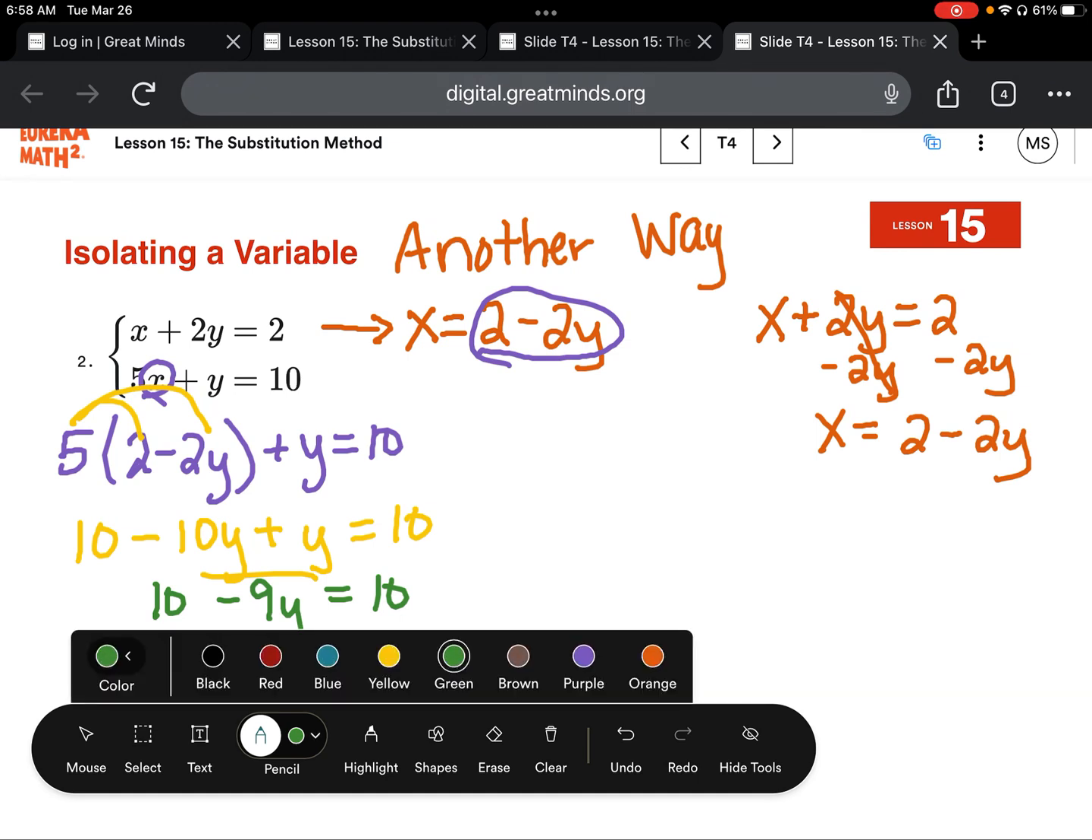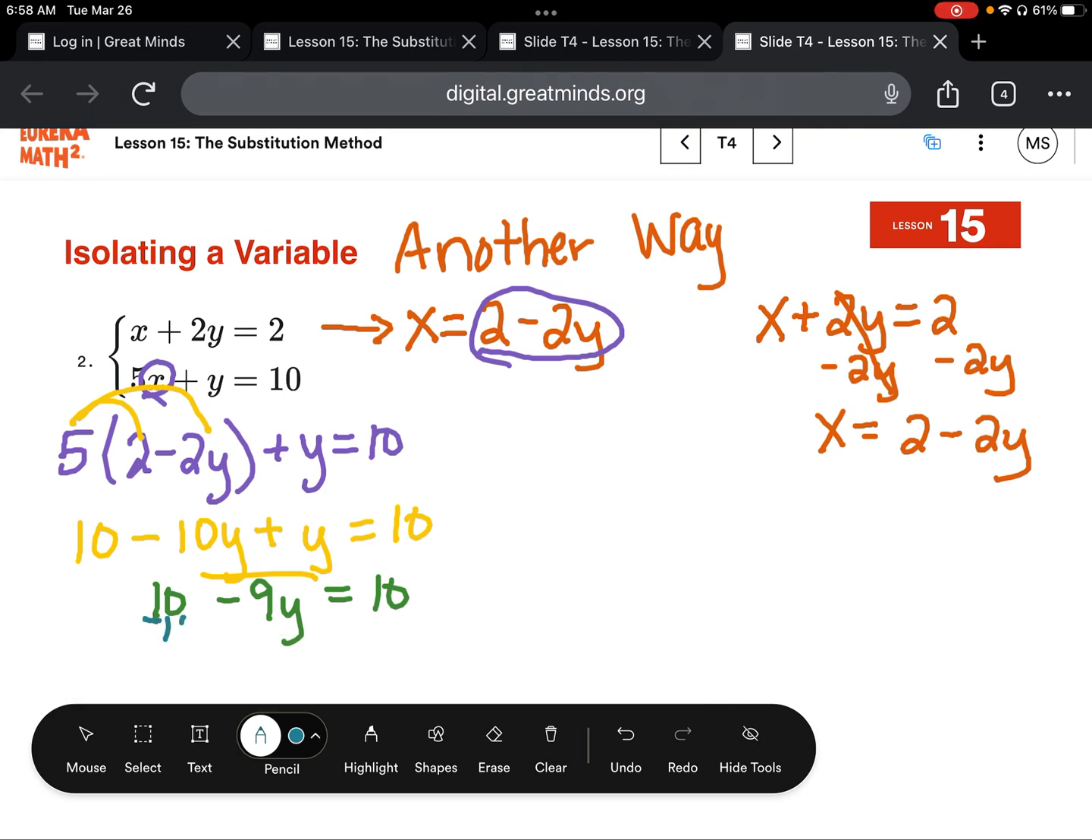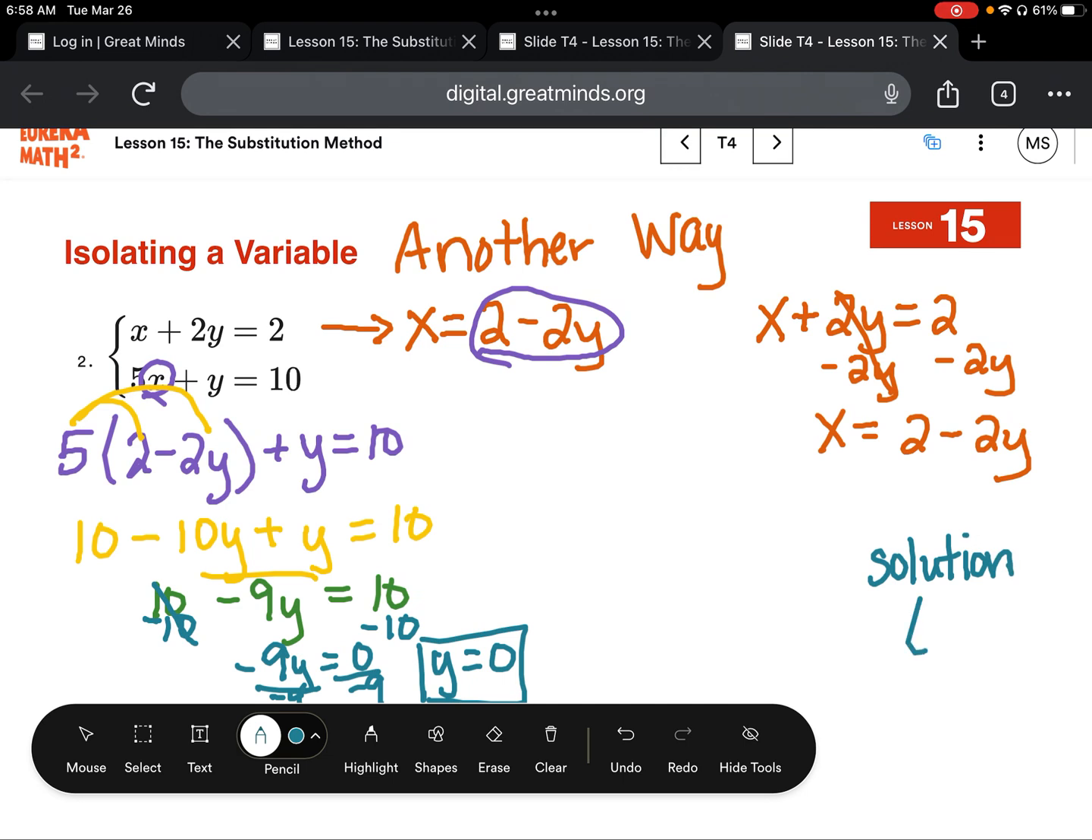Goal is to get y alone now. So I'm going to subtract 10 here, subtract 10 here. I'm left with negative 9y equals 0. Divide by negative 9, divide by negative 9. I'm left with y equals 0, which is what we got as our solution for the other one, just in the opposite order. Now I'm going to be searching for my x.